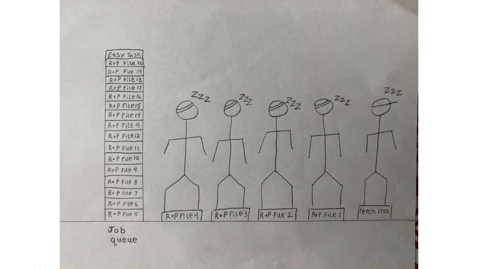Meanwhile, our easy task has come in. This easy task is easy because it doesn't actually require any I/O. It's a very simple task that we could go ahead and fulfill with our CPU. However, it's not going to get done. In fact, it's going to wait a long time. It has to wait for all read and process file jobs from 5 through 20 to run before it even gets a chance to run.